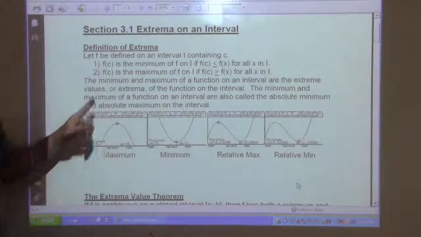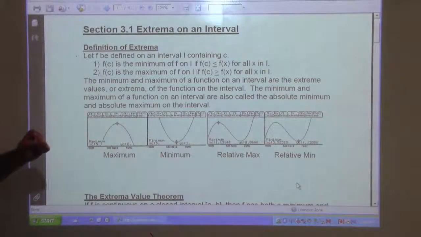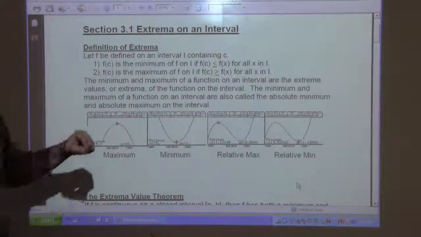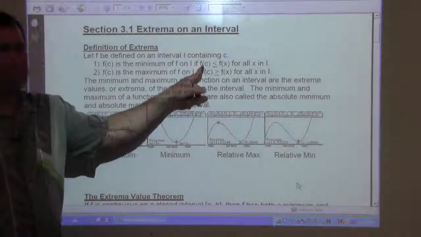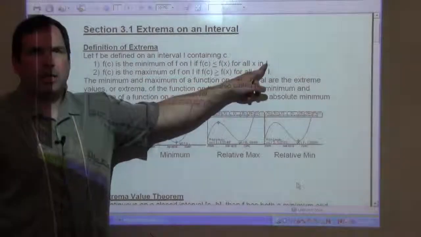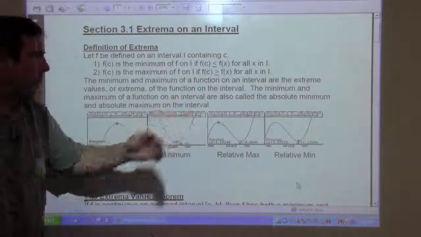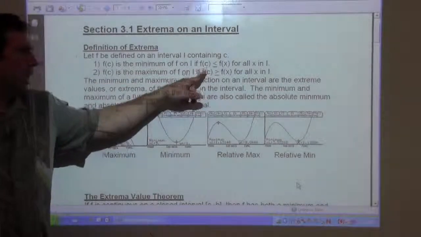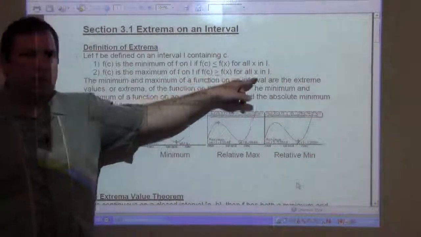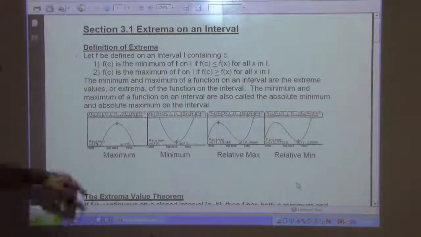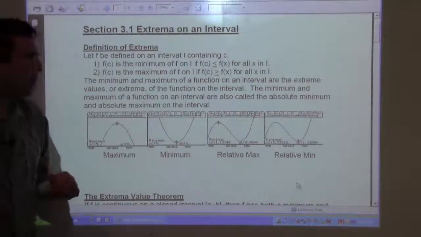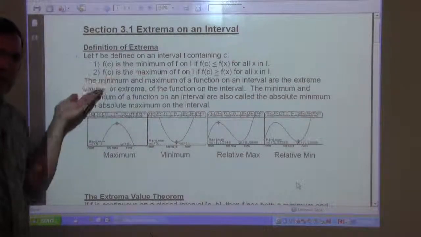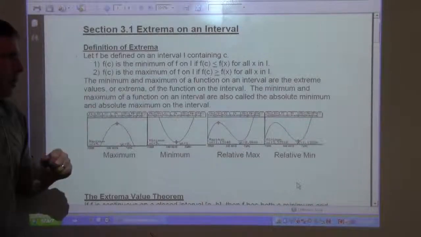So definition of extrema. Let f be defined on an interval containing c. f of c is a minimum of f on the interval I if f of c is less than or equal to f of x for all x in the interval, that means it's the lowest point in the interval. f of c is a maximum value of f on the interval I if f of c is greater than or equal to f of x for all x, so that's the high point. The minimum and maximum of a function on the interval are the extreme values, or extrema. So the extreme values are called extrema of the function on the interval.